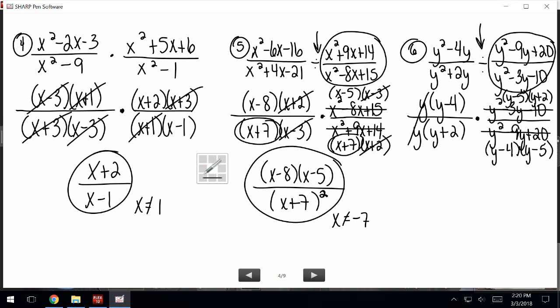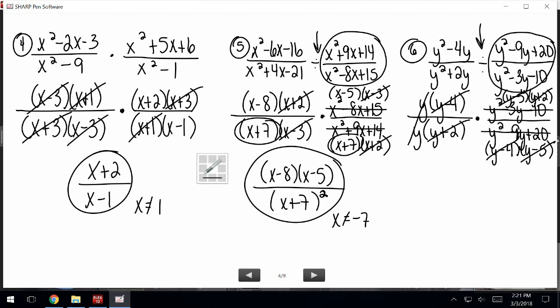The y's cancel because they're two monomials. They only cancel because they're two monomials, okay? Can't go canceling y's just to cancel y's. Let's see. Y minus 4's cancel because one's on top, one's on bottom. Y minus 5's cancel because one's on top, one's on bottom. And the y plus 2's cancel because one's on top and one's on bottom.